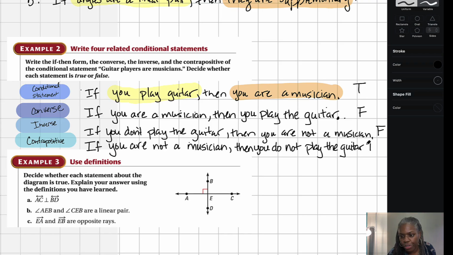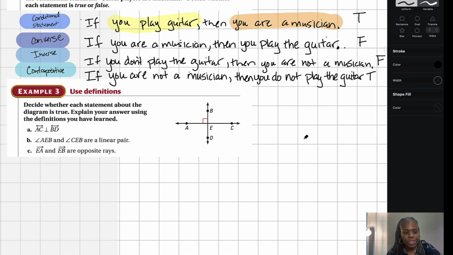That sounds pretty true. If you don't play music at all, then you definitely don't play the guitar if you're not a musician. So these are the things that we've been talking about in class. I hope they make sense, and I hope you could have done this example by yourself. Let's go ahead to this third one.